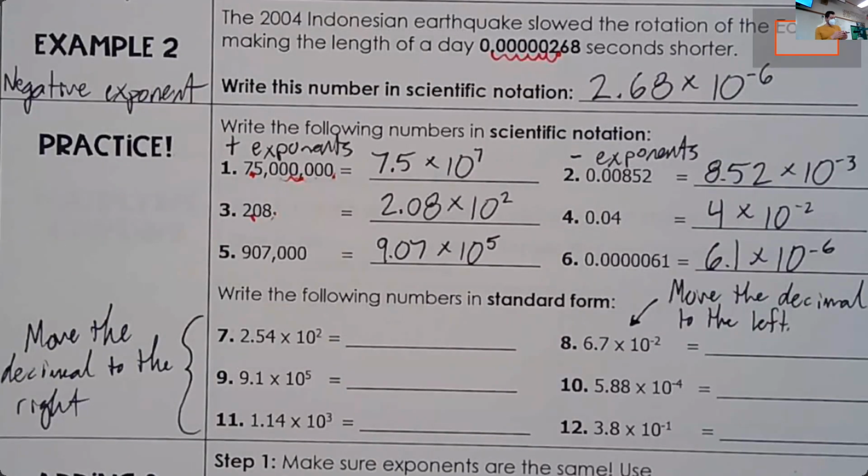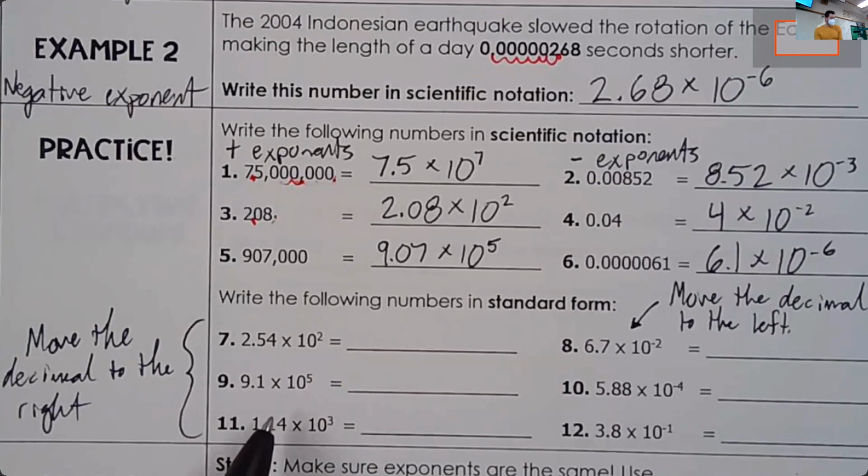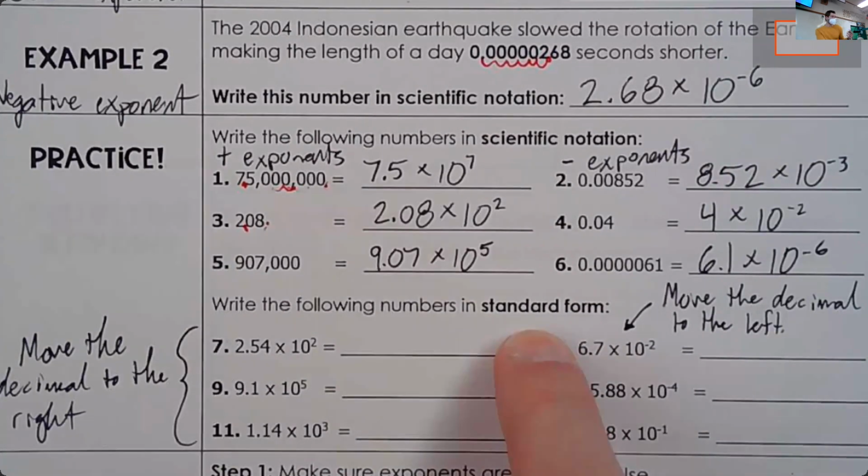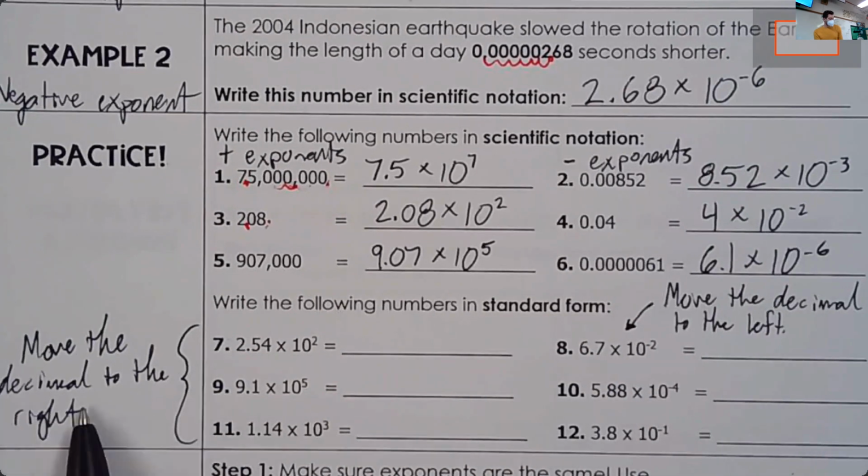So that's how we're going to either expand or make smaller the numbers that are starting in scientific notation into standard form, which is just how we write regular numbers. That would be standard form. So move the decimal to the right for 7, 9, and 11. Move the decimal to the left for 8, 10, and 12.